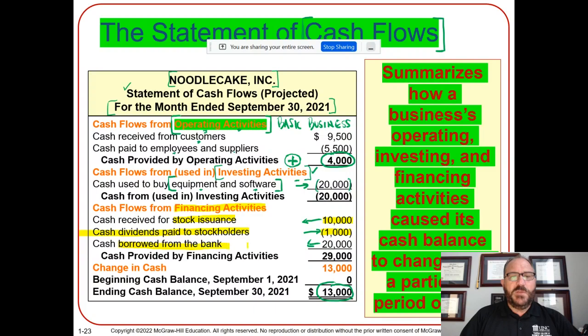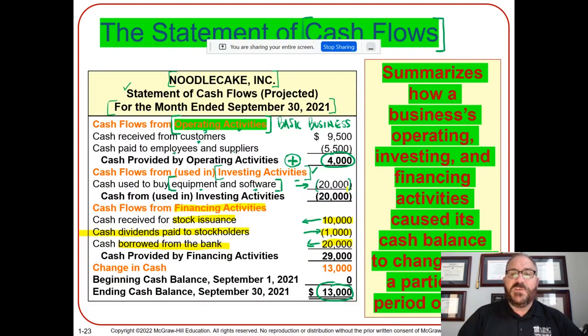So the thing is, what number should you expect to see here? Well, you really can't say. Both a positive number could be good and a negative number could be good. You just have to look at the details. So for example, why is that 10,000 positive number good? Well, that means somebody was willing to buy your stock. That's a good thing, right? Why is the negative number for the dividends good? Well, that means you made money and you paid dividends, so that's good. What about cash borrowed from the bank, 20,000, right? That positive number there, you borrowed money. Well, what's the good news there? The good news is the bank thought enough of you to lend you the money, okay?